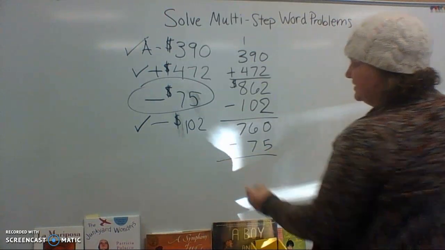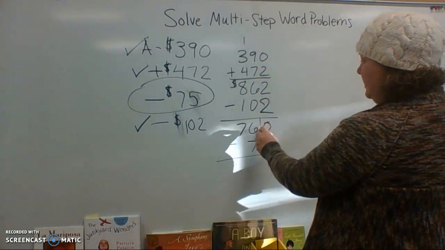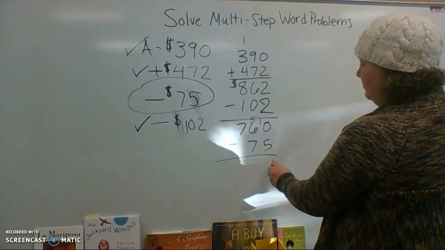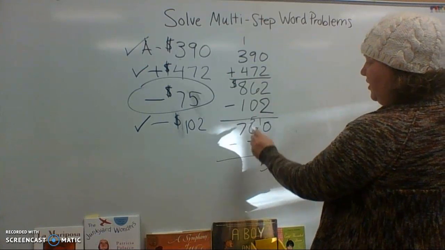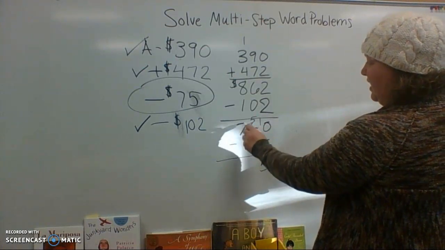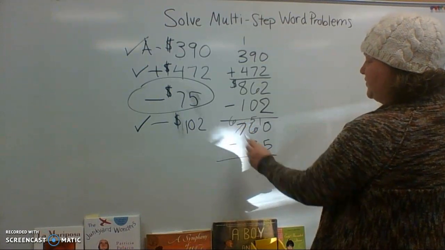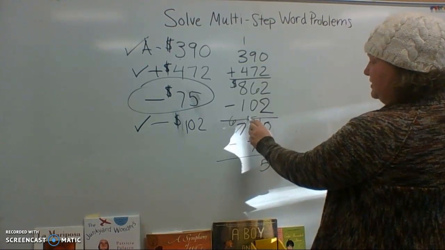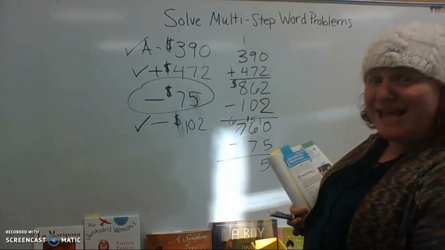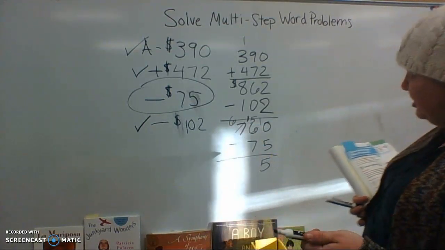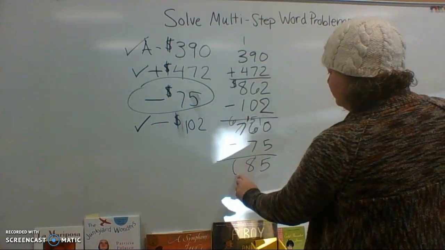So I'm going to take my 75, get it off the 760. I need to borrow here. 10 minus 5 is 5. Oh, I need to borrow again because I cannot take 7 from 5. So I need to take 100 from my hundreds place and give it to my 50 in my tens place. So I have 150 minus 70, which is 80. And then I have 6 minus 0, which is 6.